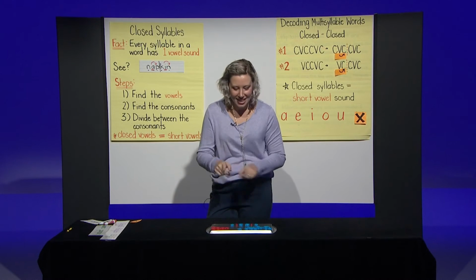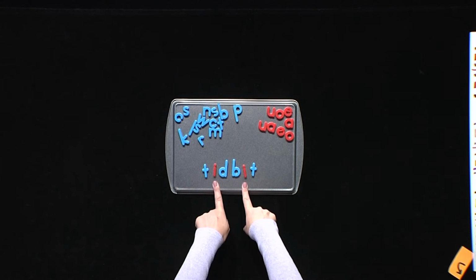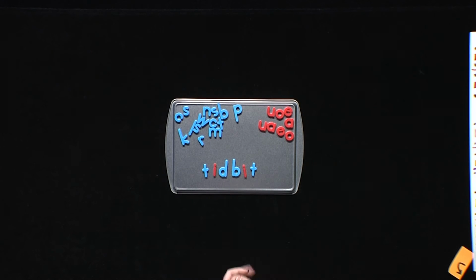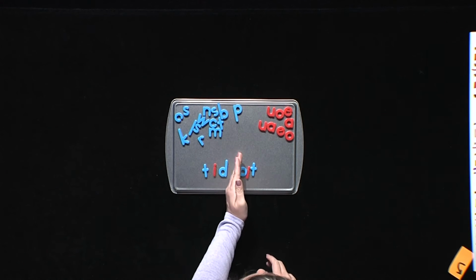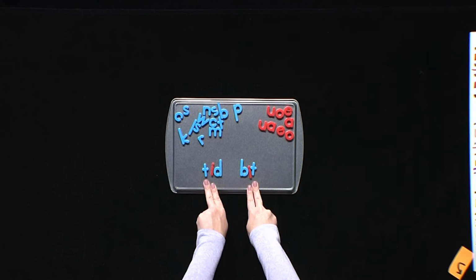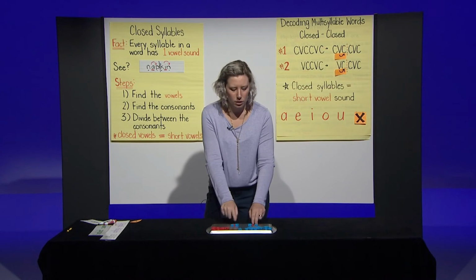I heard it, great. We want to find my vowels. Here they are. What's my next step? Good job, find my consonants. All of those blue letters are consonants. What's my third step? Good, break between the consonants. So let's shift these apart. How many syllables do I have in the word tidbit? 2, you're right. Let's sound it out to check our work.